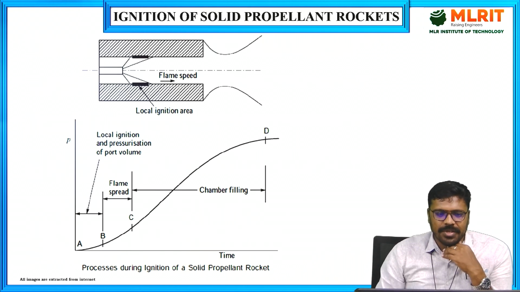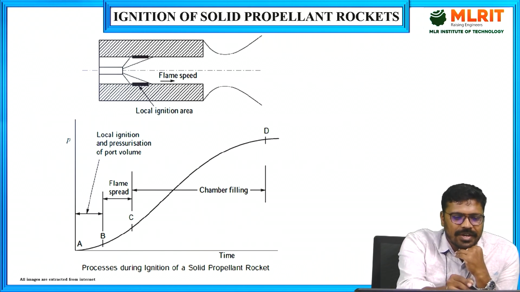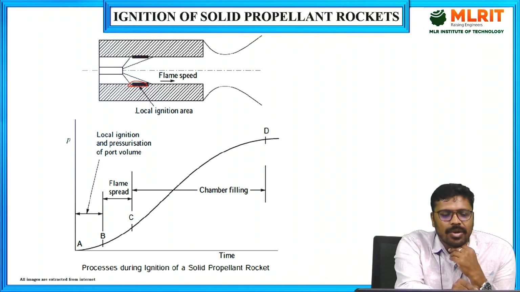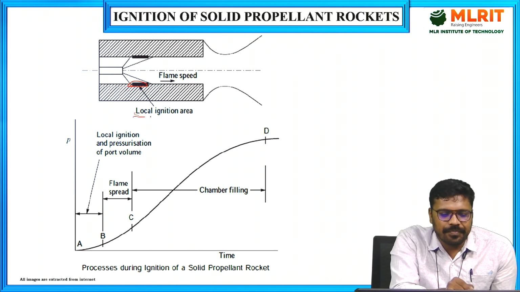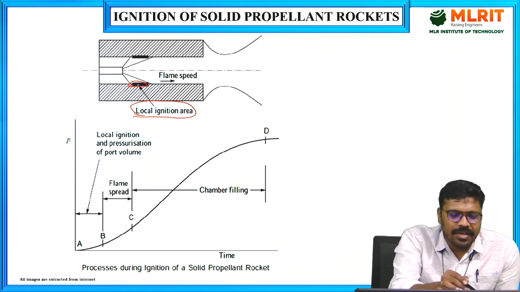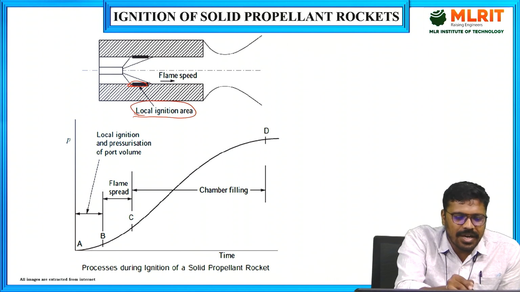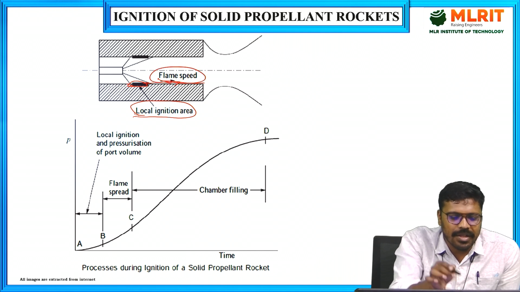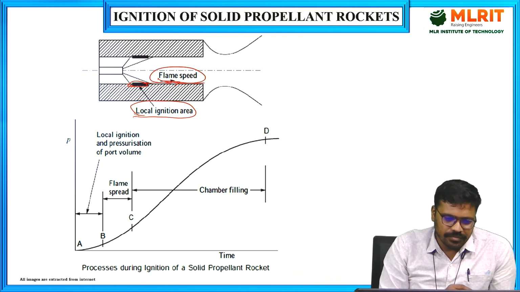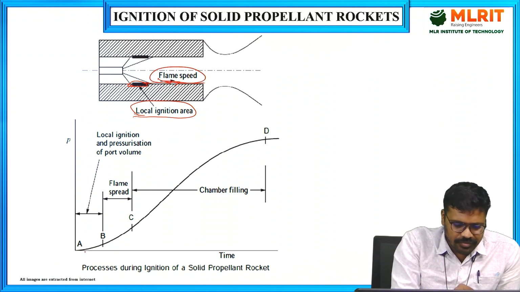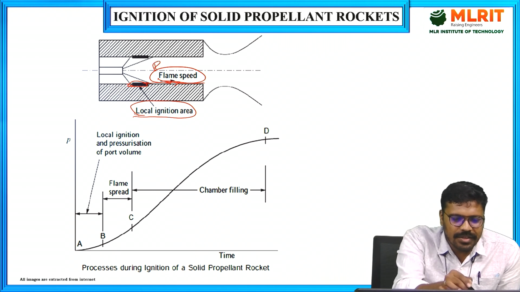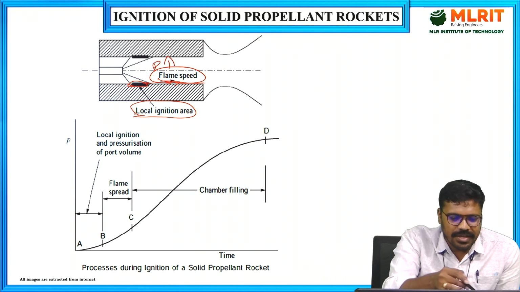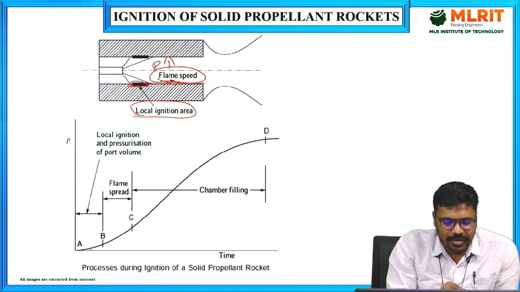Here you can observe the diagram. The black region you can see here is the local ignition area. This will start to spread over all the propellant grain surface, which is called the flame spread. After that, the pressure in the chamber increases. The same process you can also observe here.